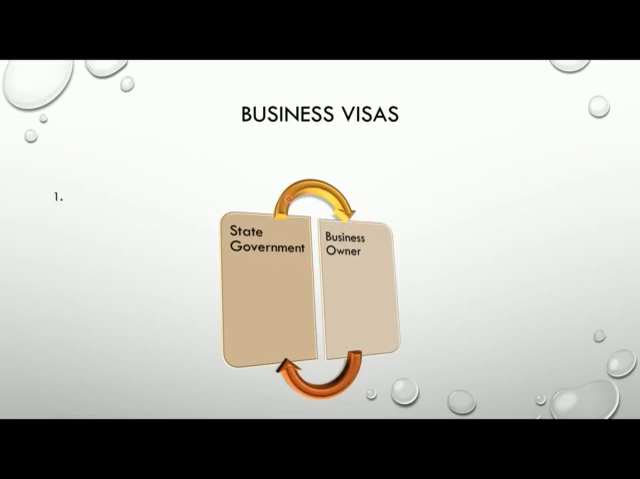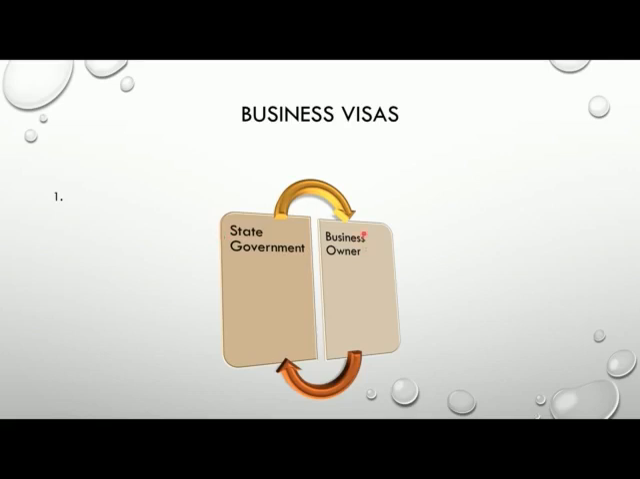So state governments have their own criteria. State government means different states. New South Wales, South Australia, Queensland, Victoria, different states want to sponsor you, and you are a business owner. So the relationship is: do you want to come to my state? I have lovely weather for you, and we have a good investment environment. Do you want to come?